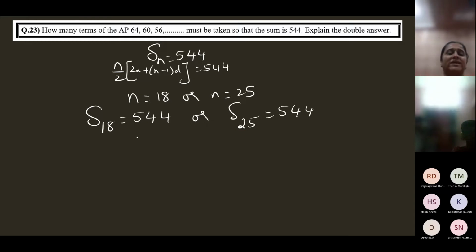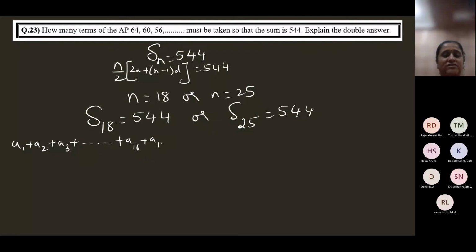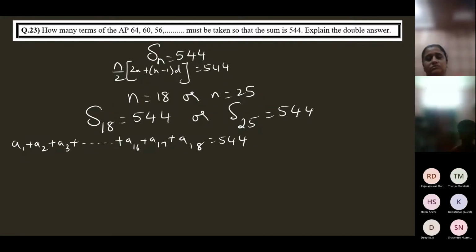Okay, so if S18 is 544, what does that mean? A1 plus A2 plus A3 plus so on like this till A16 plus A17 plus A18 is equal to 544. This is the meaning. Yes or no?